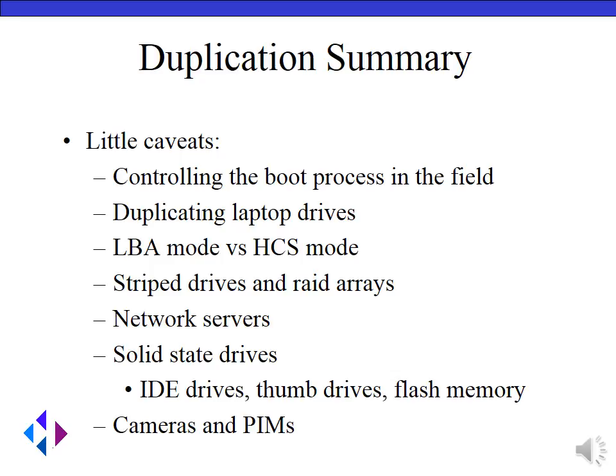Striped drives and RAID arrays. You have to know the order in which the drives were made. Were they drives 0, 1, 2, like they would be in a RAID 5? You would have to know what type of RAID it is. Is it a RAID 5, a RAID 7, a RAID 0, which is a mirror of each other?